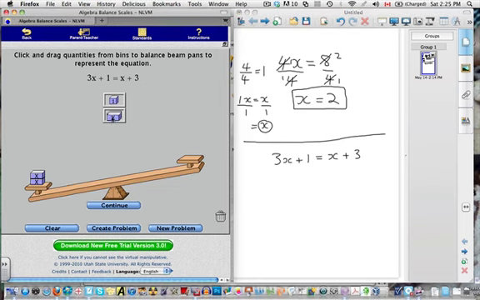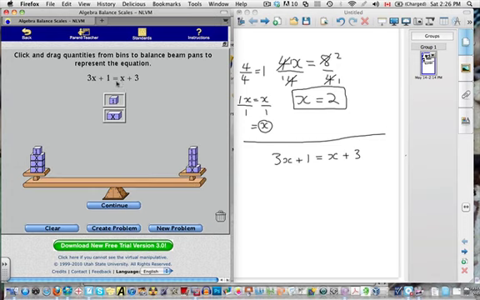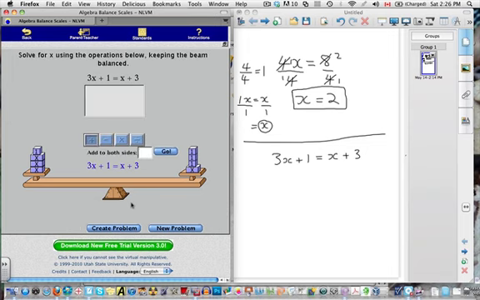So I'm doing 3 x's on this side, and then I have 1, which I have 1 block here. Each of these is 1 unit. On this side, I have 1x, and then I have 3 units, 1, 2, 3. Now it balances. That's what the equal sign means. It balances. I hit continue to make sure I'm okay. Now it says, what do I want to do to both sides? Let's go down here for a second.